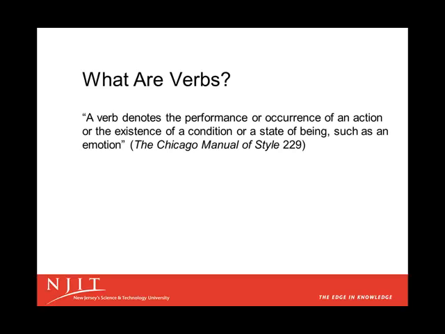So let's get started. What are verbs? Every sentence must have one if it is to be a sentence. In fact, it is one of the 2 requirements in order to make a sentence, the other being a subject. The Chicago Manual of Style defines verbs generally as the performance or occurrence of an action or the existence of a condition or a state of being, such as an emotion.